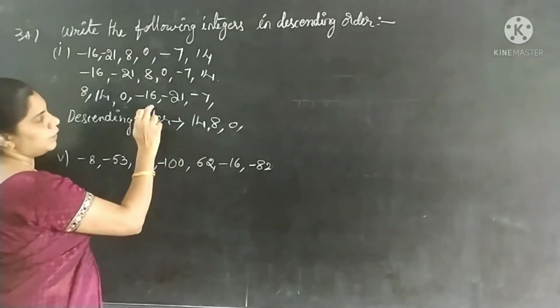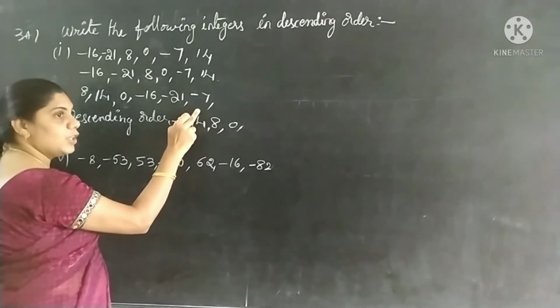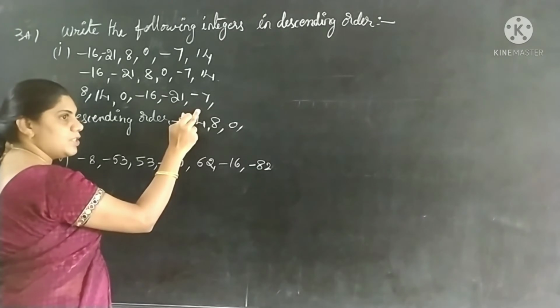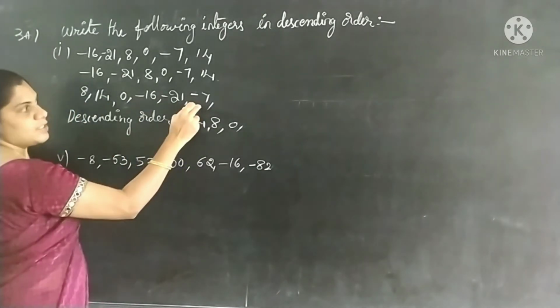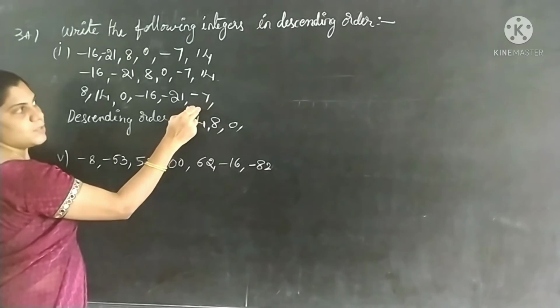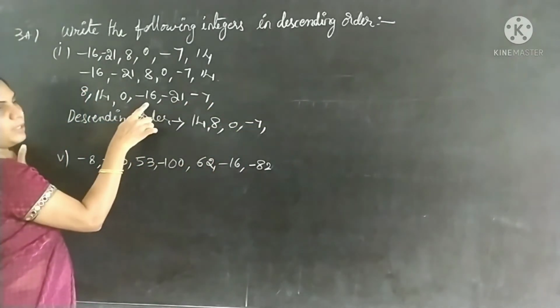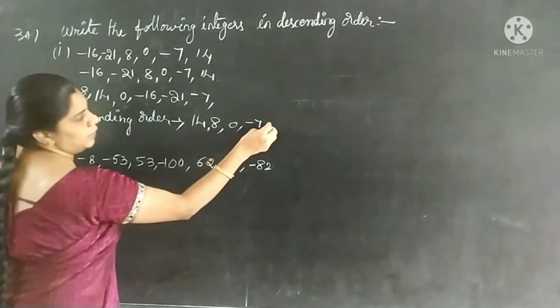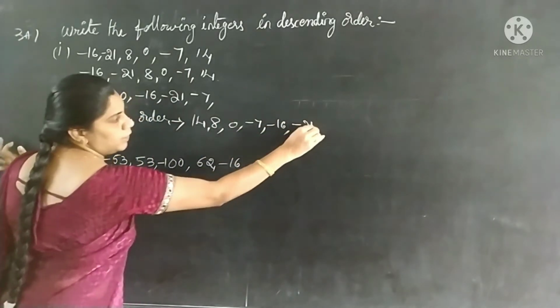Now go for negative numbers. Write the negative numbers in descending order. Descending order means from the bigger number. Which is the bigger number here? The smaller number with the negative sign. What is the smaller number here with the negative sign? Minus 7. So mention minus 7. Next smaller number with the negative sign? Minus 16. And last we have to mention minus 21.